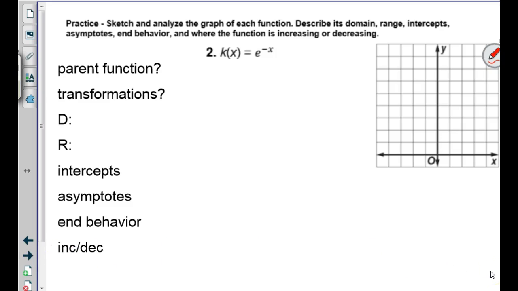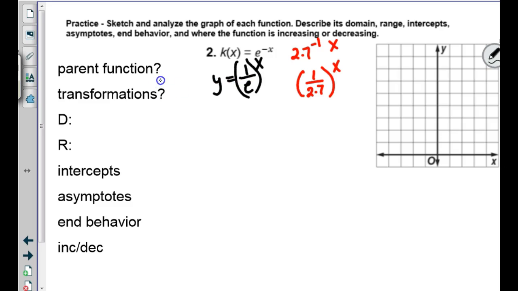Okay, so this is like roughly 2.7 to the negative 1x. Is that a growth or decay? Yes, because it's going to be 1 over 2.7 to the x, or roughly 1/3. That's just an estimate, okay? So this is the same as 1 over e to the x. So the parent function is y equals e to the x. The transformation is a reflection over what?